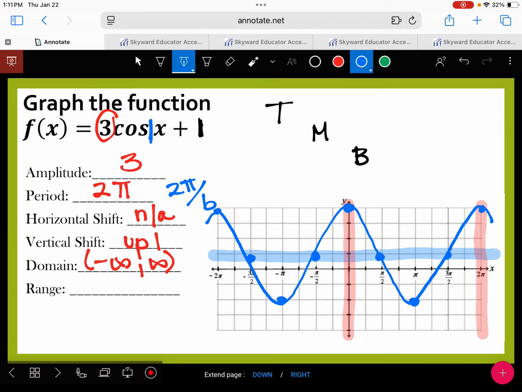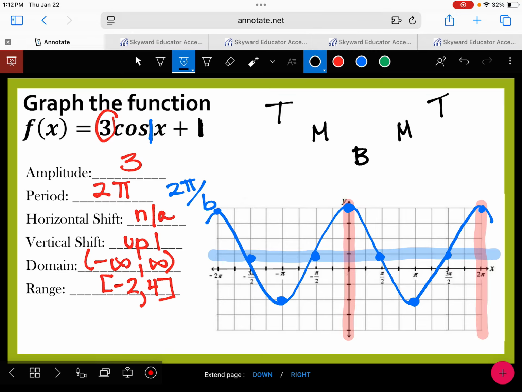-2. So my range would be bracket -2. And what's the highest? 4. And that's it. The hardest part is remembering the pattern, because there's only 2 patterns. Either you're going to start at the top, go to the middle, bottom, middle, back to the top, or we're going to start at the middle.